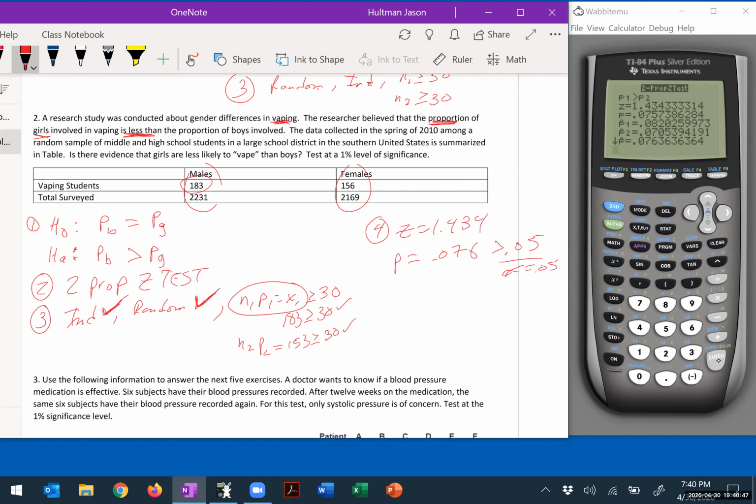And so what does that tell me? That tells me that there was no significant difference. There was no significant difference here.